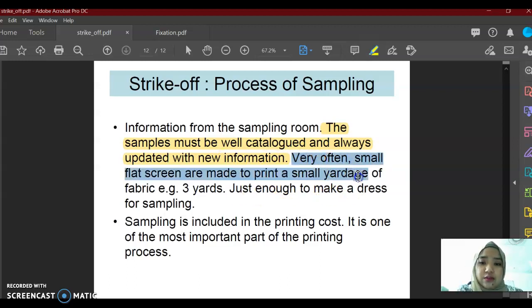Very often small flat screen are made to print a small yardage of fabric. Selalu dia gali setahun, dia akan print out lah dalam kecil-kecil. Okay, sampling is also included in the printing cost. So, kalau awak pergi print, awak nampak dia buat, dia ada masukkan sampling punya cost, that means dia ada buat sampling untuk awak punya print lah. Okay, that's all for strike off.